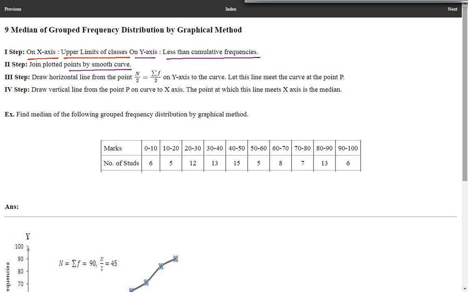Draw a line parallel to the x-axis, that is a horizontal line, from the point n by 2 on the y-axis to the curve. Let this line meet the curve at point P. Then draw a vertical or perpendicular line to the x-axis from point P. The point at which this line meets the x-axis is the median.